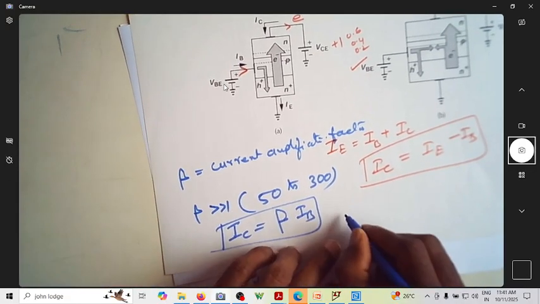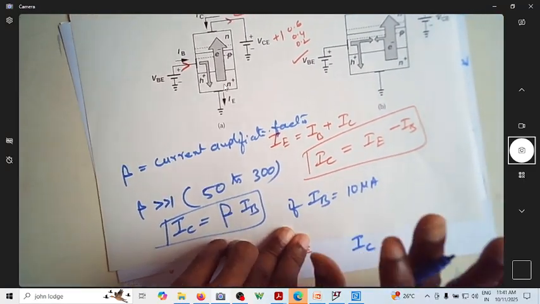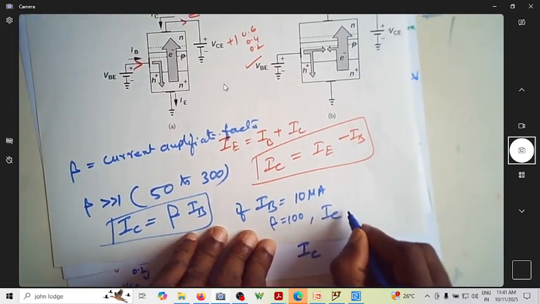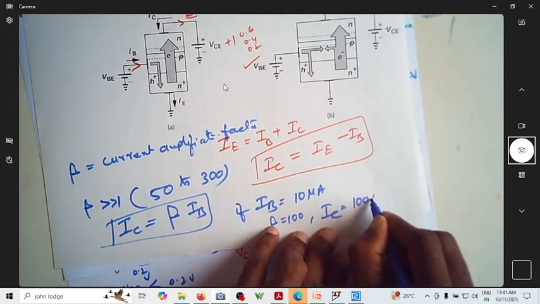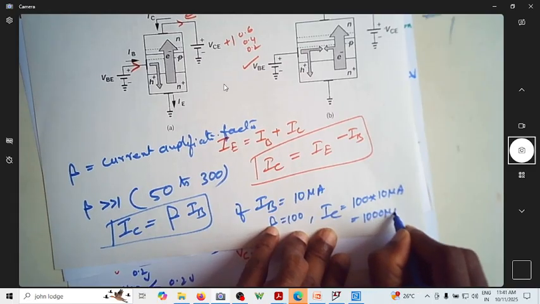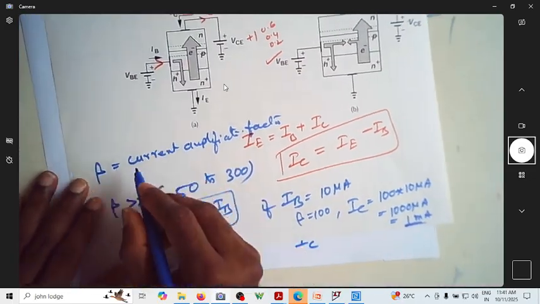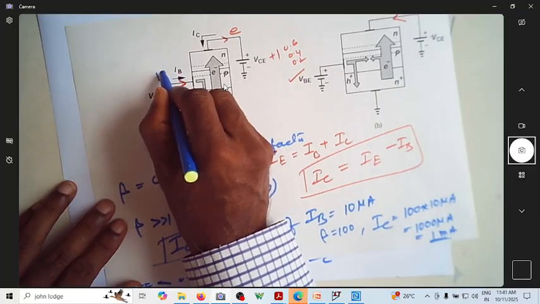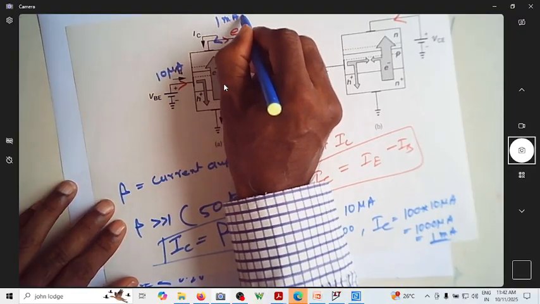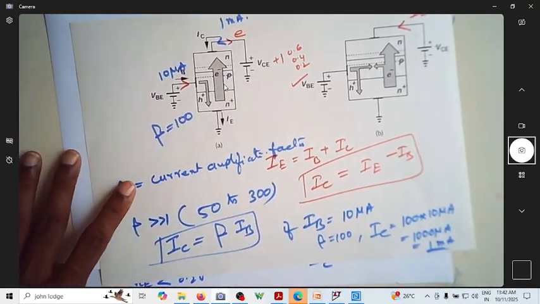If IB is equal to 10 microampere, and assume beta is equal to 100, then what is IC? IC is equal to 100 times 10 microampere, which is 1000 microampere, which is 1 milliampere. Can you see? If a current of 10 microampere flows here, then a current of 1 milliampere flows here, provided the beta of this is 100.